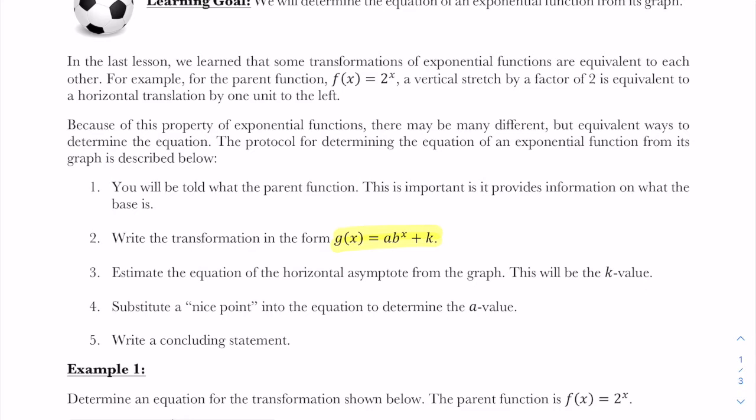Next, looking at the graph, you estimate the equation of the horizontal asymptote. Recall, this is the k value. You then substitute a nice point into the equation, and that will allow you to algebraically find the a value, and then write a therefore statement, and you're done. This protocol will be shown in the examples that follow.